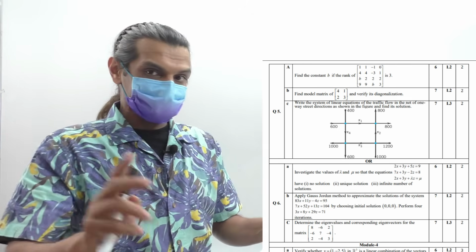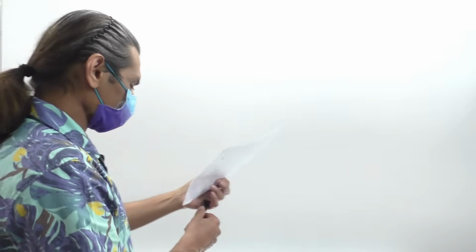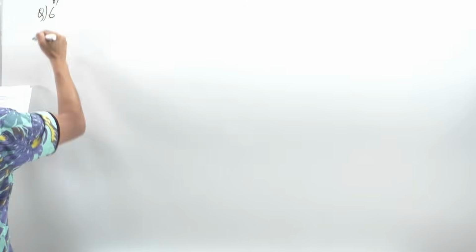So the problem here, question number 6B is, as I told you, it's apply Gauss-Seidel method, not Jordan. Okay, misprint. You can rectify that. Apply Gauss-Seidel method to approximate the solution of a system. I write the system here. It is question number 6B, right? Question number 6B. Fine. So apply Gauss-Seidel method to approximate the solutions of the system.